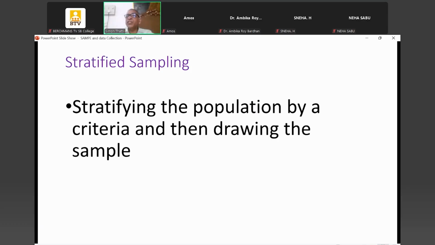So in the first case, there is no stratification. In the second case, also there's no stratification. But if you believe that you want an adequate number to come from each stratum, you're going by the probability method, but you're fixing it on the basis of strata. So that is stratified sampling. So these are some of the methods which we use when you're using the probability method.